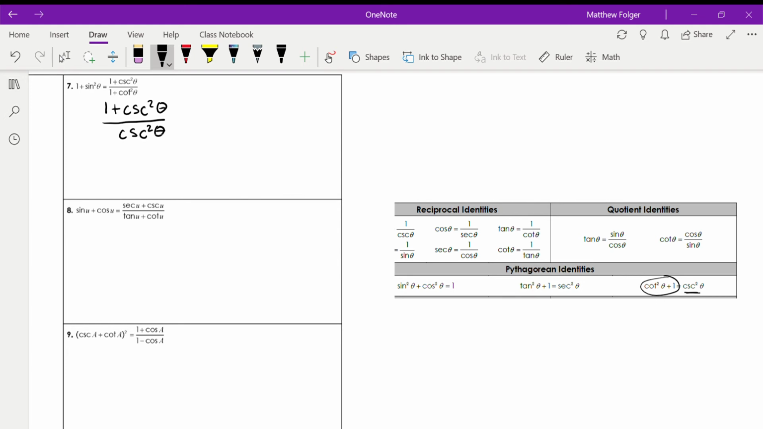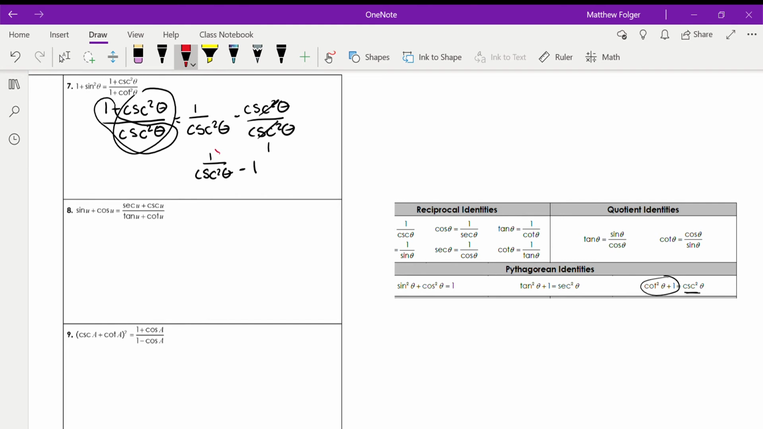Now, there's 2 ways to get from here to the next spot. The easiest way I've found is to split it up. Put this over cosecant squared, and then put cosecant squared over cosecant squared. So 1 over cosecant squared theta minus cosecant squared theta over cosecant squared theta. Well, these reduce to 1, right? So it is 1 over cosecant squared theta minus 1. And what is 1 over cosecant squared theta? Well, that's sine squared. So the answer is sine squared.